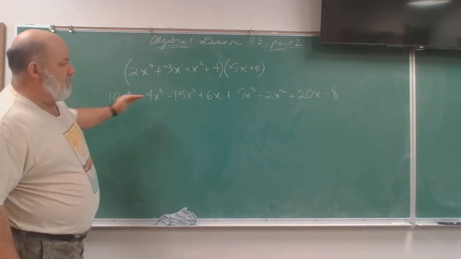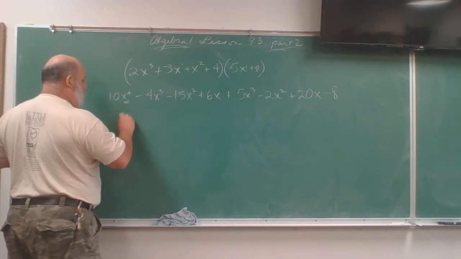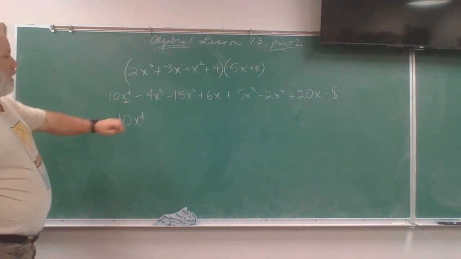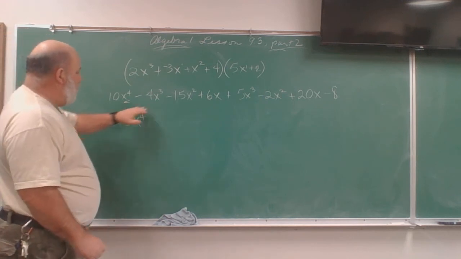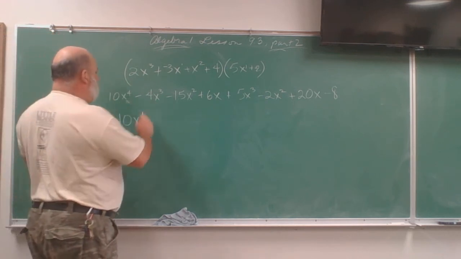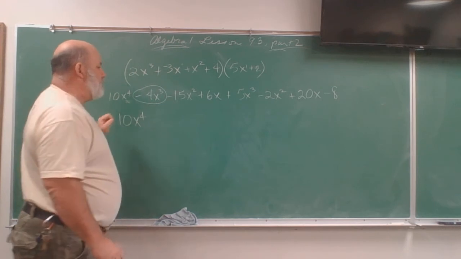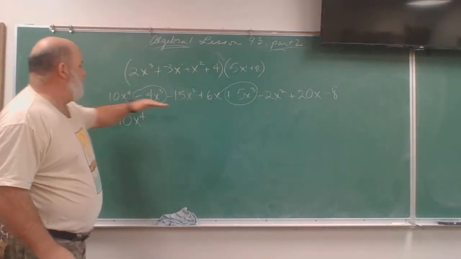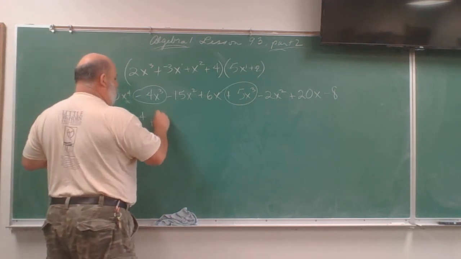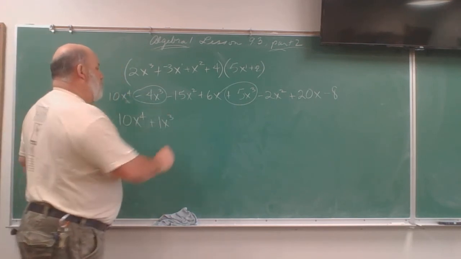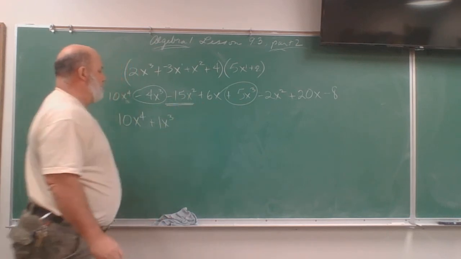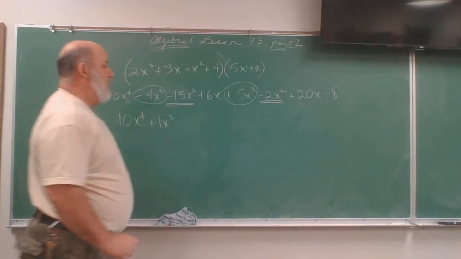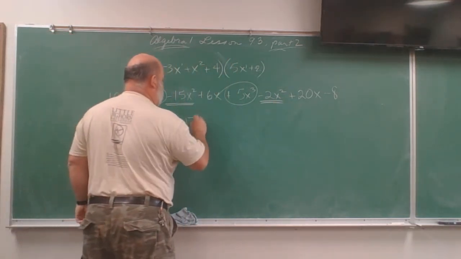X to the 4th power. Are there any other x to the 4s? No. 10x to the 4th. Now our x cubed terms. Negative 4x cubed. Are there any other x cubed terms? Yes, here's a positive 5x cubed. 5 minus 4 is 1 x cubed. Our x squared terms. Here's negative 15x squared minus 2x squared gives me negative 17x squared.